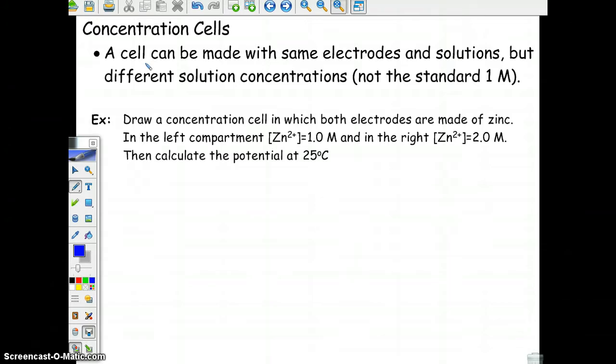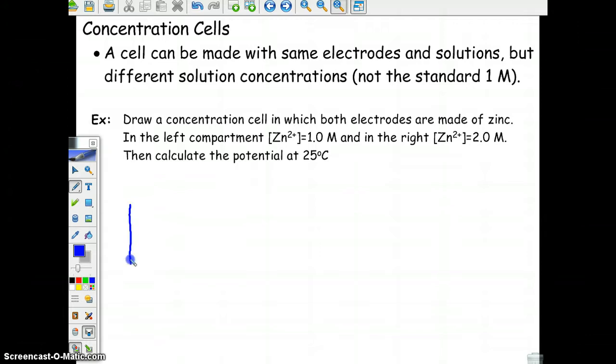You can actually have one where you have the exact same thing on both sides, and the only difference is the concentration, and that will actually cause a difference in potential and a flow of electrons. And then we'll do an example where we have different electrodes like a normal cell, but the concentrations are different, and there's a new equation that kind of goes with all that. So we're going to draw it.